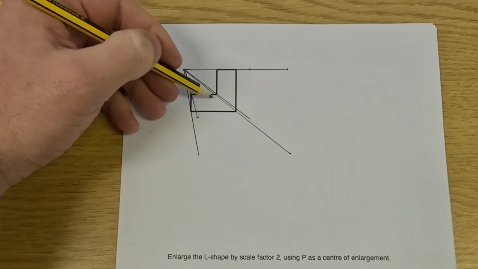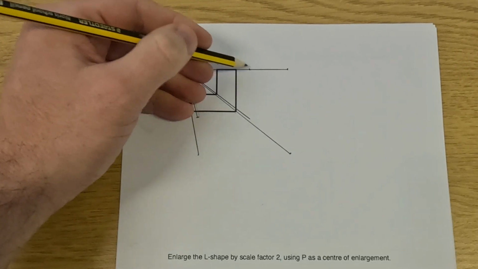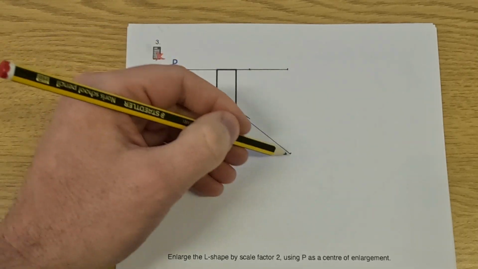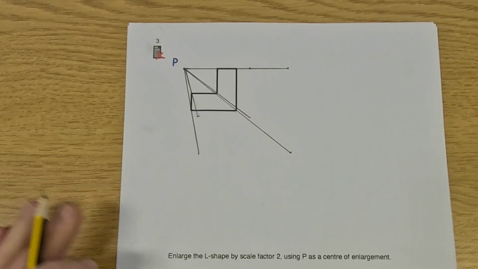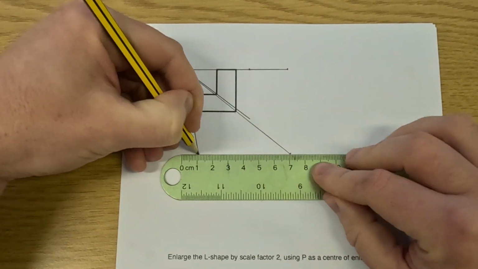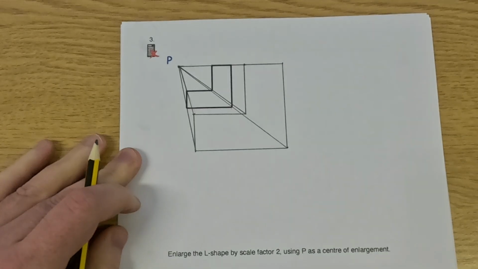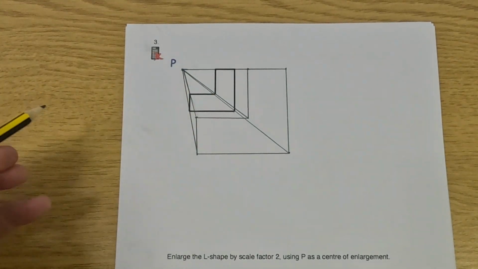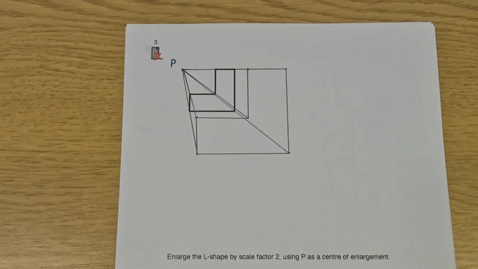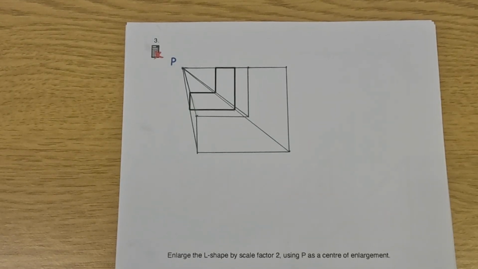This point has moved to here, this point has moved to here, this point's moved to there, that point's moved to there, that point's moved to there, and that point's moved to there. So now let's join them up. And that's it, we have enlarged that L shape by scale factor 2 using P as the centre of enlargement. Okay, let's look at our next question, question number 4.